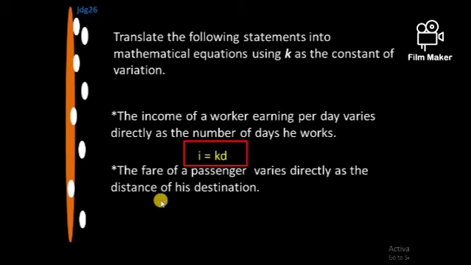So, let us give the equation. We have F equals KD. F represents the fare of a passenger. Siya ang unang isusulat since fare of a passenger ang unang binanggit sa sentence. Equals K, which is the constant of variation, and D is the distance of his destination. And that's it.